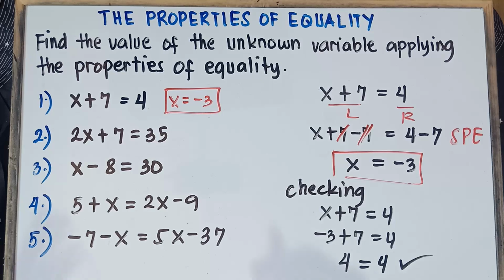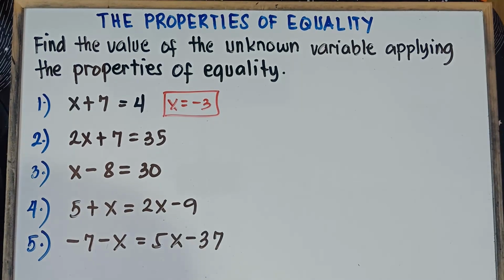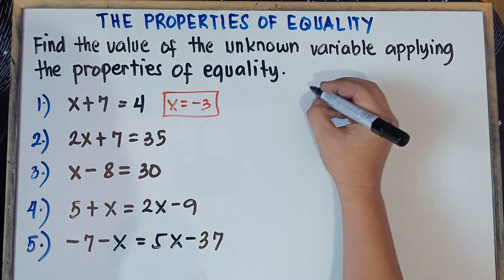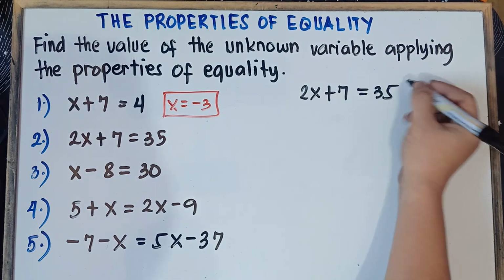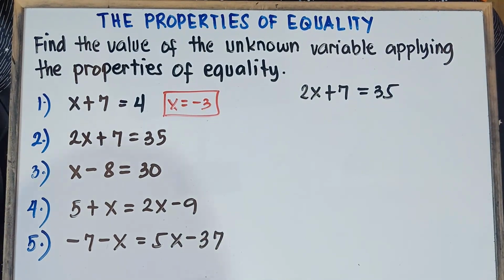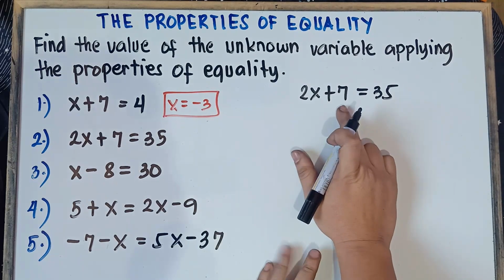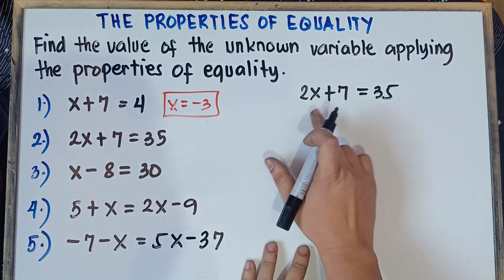That's it, class. That's the answer with regards to example number 1. So let's proceed now to example number 2. Alright, so example number 2. Let me just copy the equation. We have 2x plus 7 equals 35. Once again, class, the first thing to do is we need to subtract both sides by 7 so that the remaining expression will be only 2x.